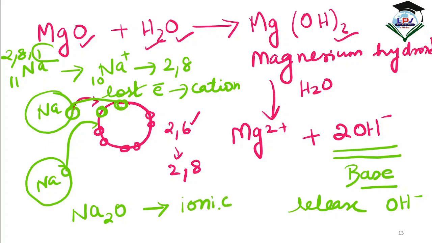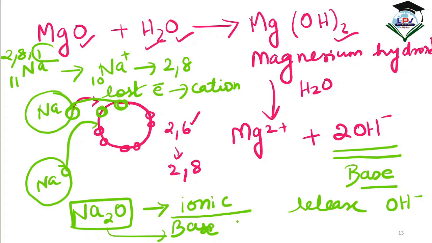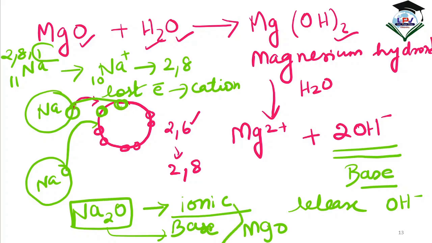Ionic, basic, and it's a base. So in case the question is made a little more tricky, you have to remember that an ionic bond is formed and this is a base, more basic than magnesium oxide.